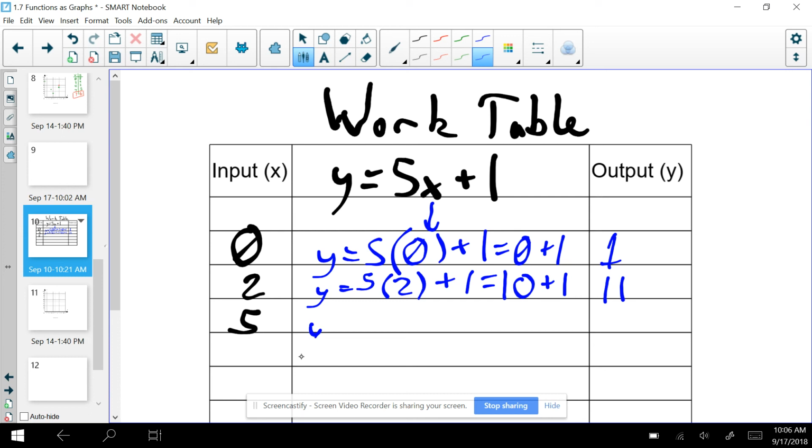All right, and one more of the same kind of thing. Y is equal to 5 times 5 plus 1. 5 times 5 is 25. And then plus 1 takes us to 26. That is our work table. We're going to apply that same thing to this.